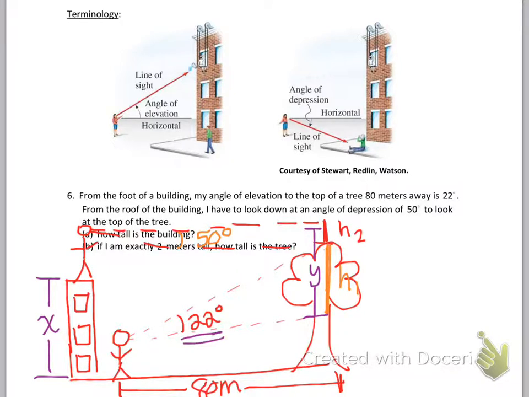So I know that the base here is 80, and I know the angle is 22. So if I need the opposite, and I have the adjacent, that's tangent. So tangent of 22, in degree mode, equals the height 1, which we're trying to figure out, over 80. So we multiply both sides by 80, and we get that H1 is about 32 meters.